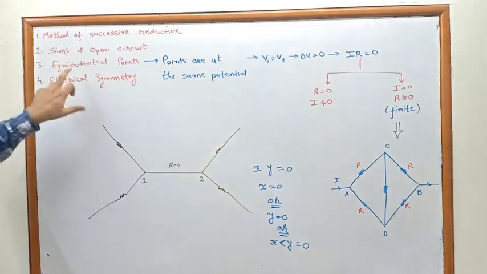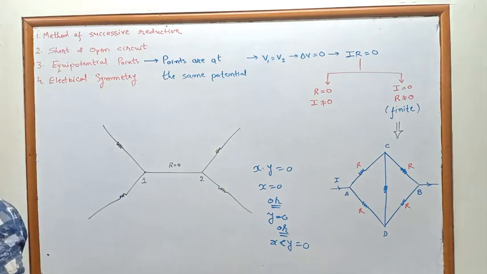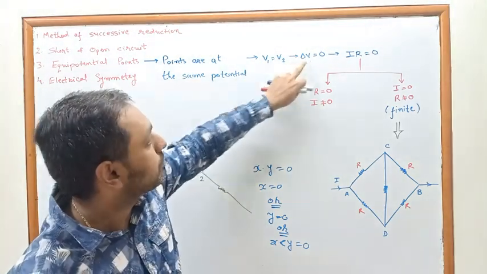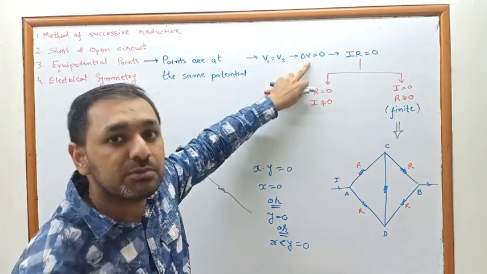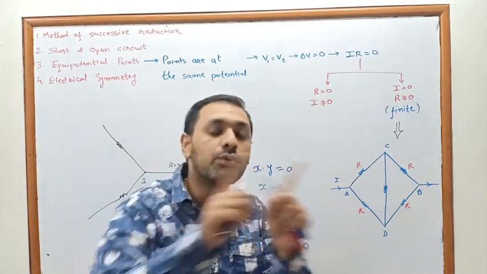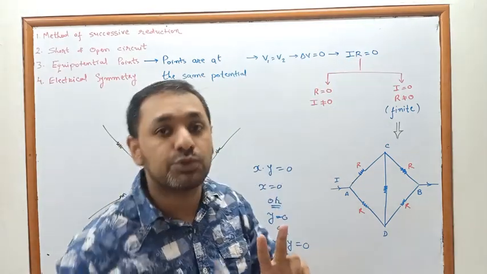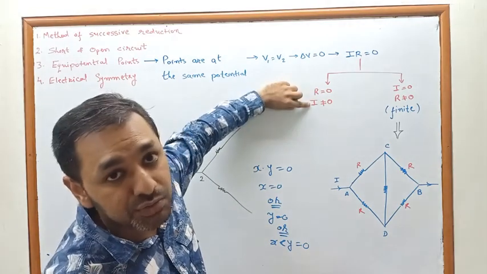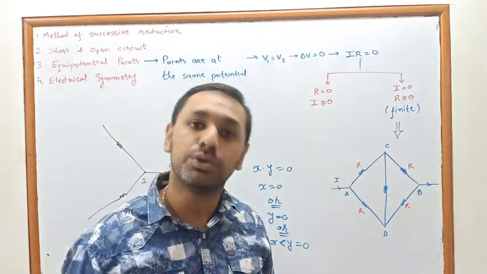Here we are saying that if points 1 and 2 are equipotential points, in that case potentials V1 and V2 are equal. It means potential difference between them is 0. If potential difference between them is 0, in that case from Ohm's law we can say that I into R is 0. Now come to mathematics. If the product of I and R is 0, there are two possibilities. Number 1, R is equal to 0 and I is not equal to 0. Number 2, I is equal to 0 and R is not equal to 0.